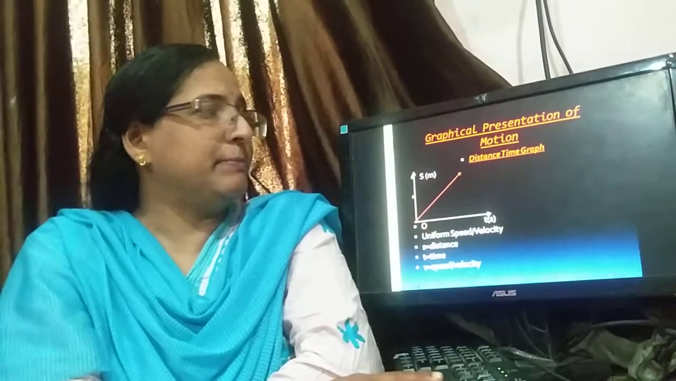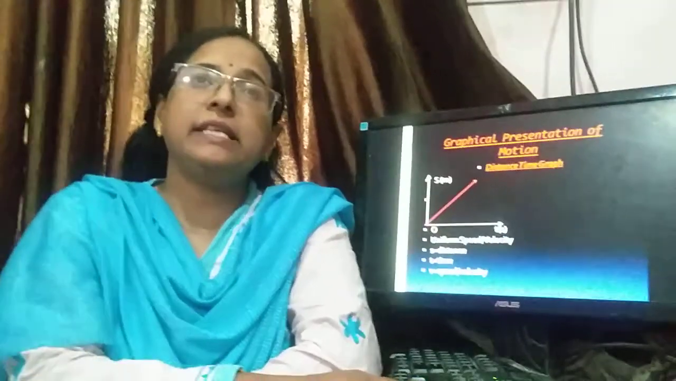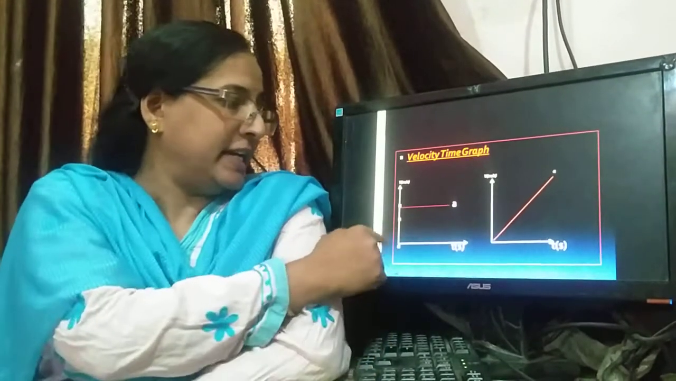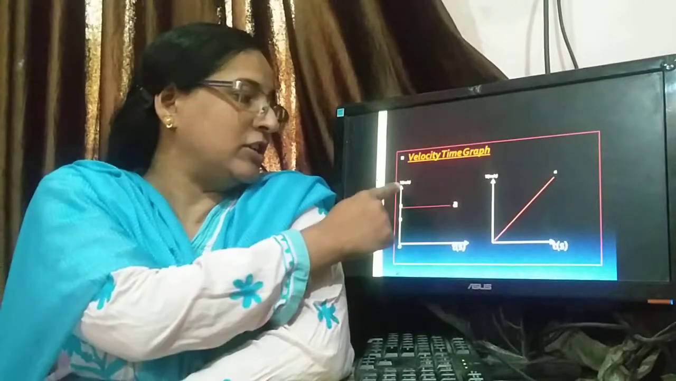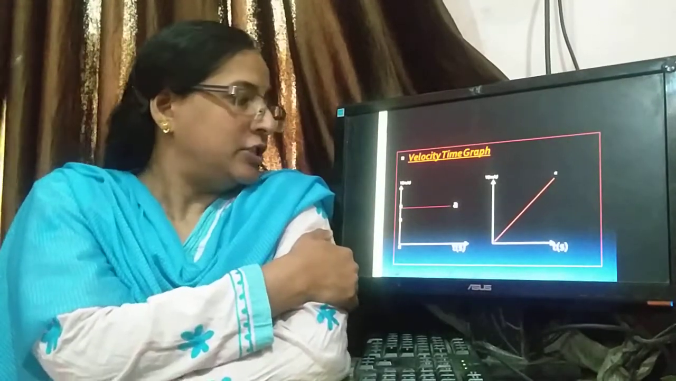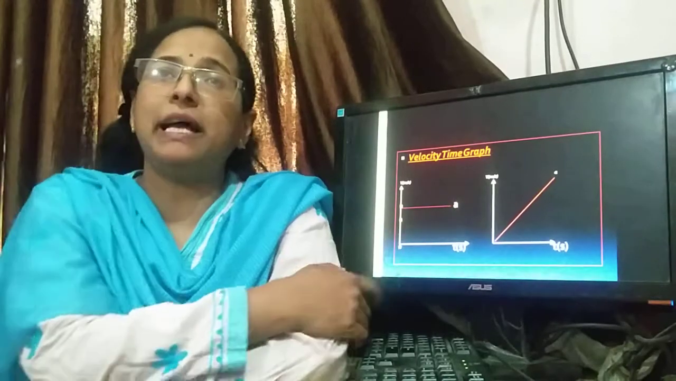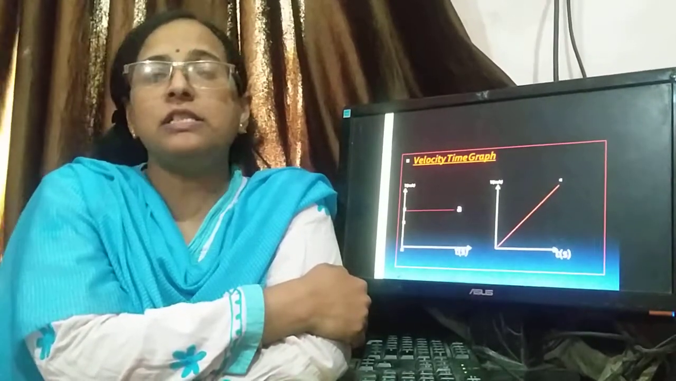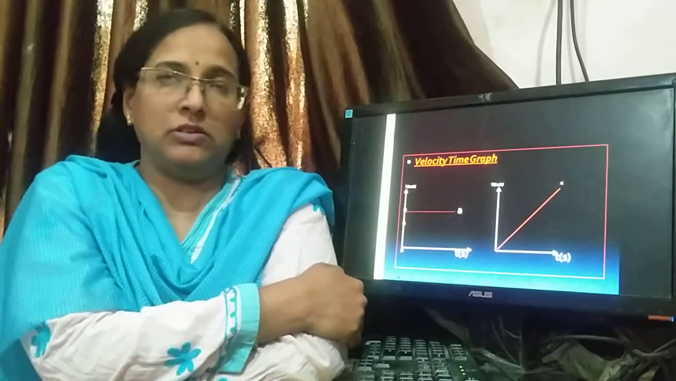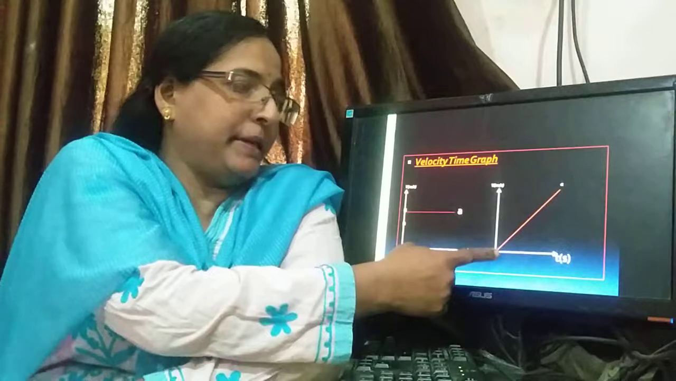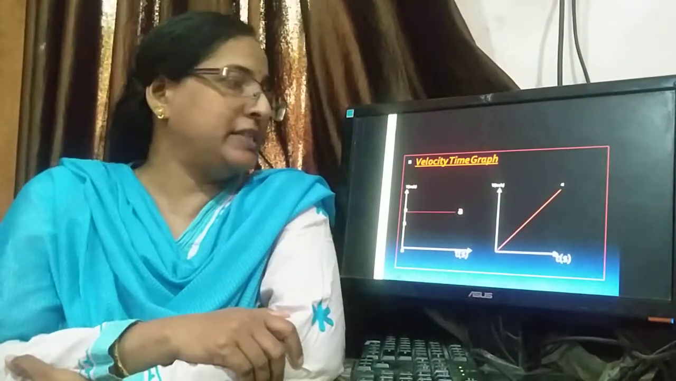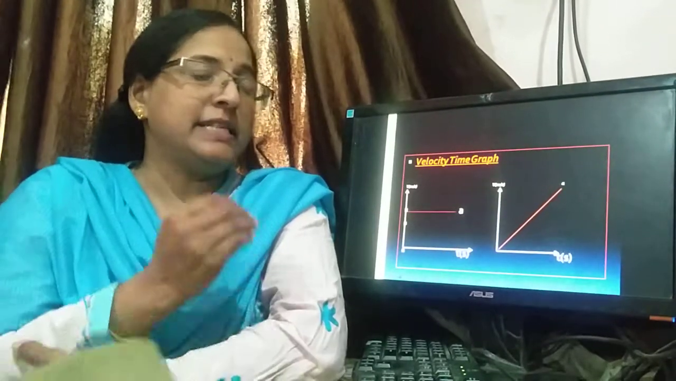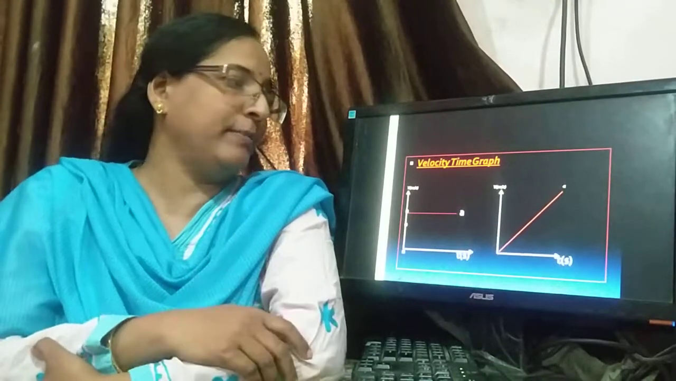So here we have learnt about the distance time graph, and the next one is velocity time graph. In velocity time graph, we are going to take time as the x-axis and the velocity as the y-axis. So if the line is parallel to the time axis, then we say that object is moving in a constant velocity or uniform velocity. If we have a straight line making a slope with the x-axis, then we say that it is moving with a uniformly accelerated motion, that it is increasing its speed gradually in a uniform rate.